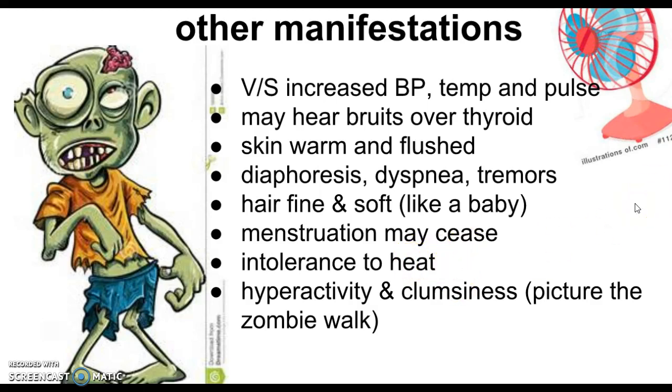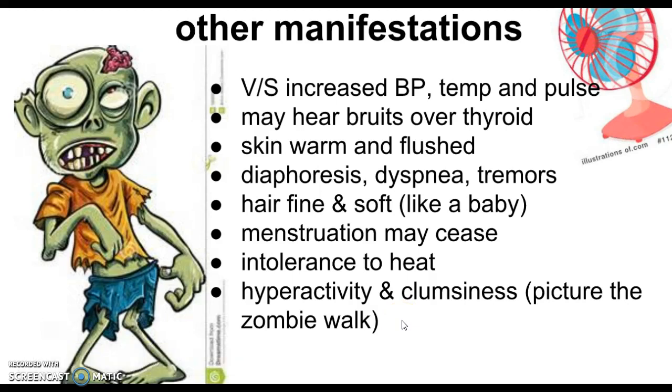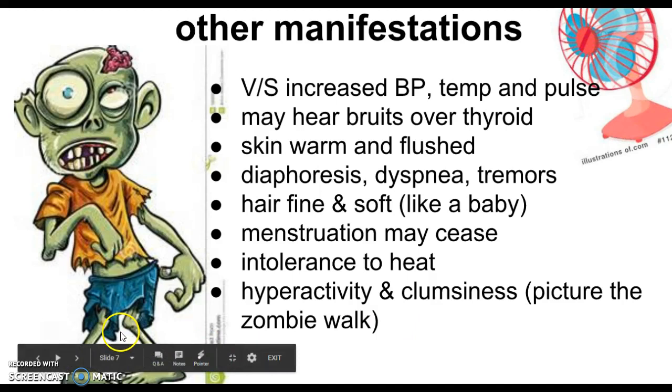You may hear a bruit over the thyroid. That's that whooshing sound of the blood. Skin is going to be warm and flushed. Diaphoresis or sweating, shortness of breath, elevated respiratory rate, tremors. Hair becomes fine and soft, kind of like a baby's. Menstruation may cease, and then hyperactivity and clumsiness. So picture a zombie walk, and that's what we're talking about with the clumsiness.